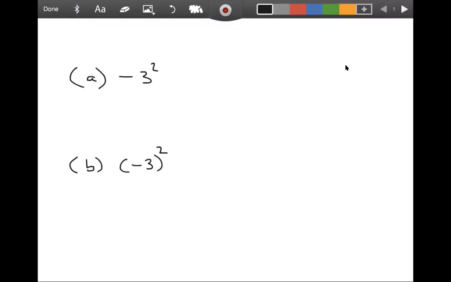All right, so we'll start with these two examples, and I think I've talked about this concept to you before. Letter A, we have the opposite of 3 squared, and in letter B, we have the square of -3. So hopefully you know the difference between those two things. I'm going to start with letter B. Letter B, again, is the square of -3, so that means multiply -3 by itself. And of course, -3 times -3 is 9.